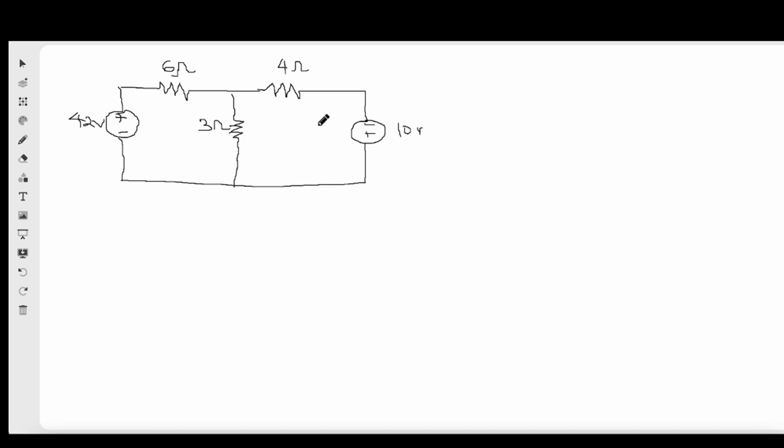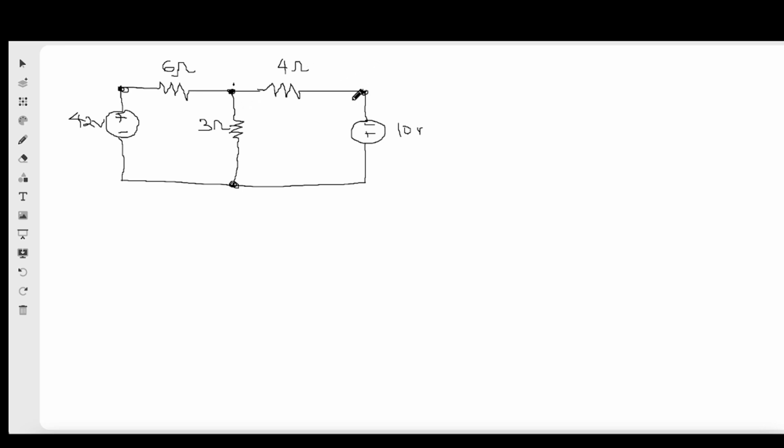For example, if I want to use nodal analysis here, I have more than two nodes. This is a node, right? This is another node here, this is another node here, and this is another node. So I have four nodes in this circuit. If I'm to use nodal analysis, I'll just have to put this as my reference node, and of course use the others as V1, V2, and V3.